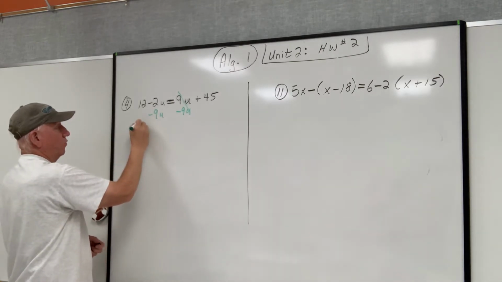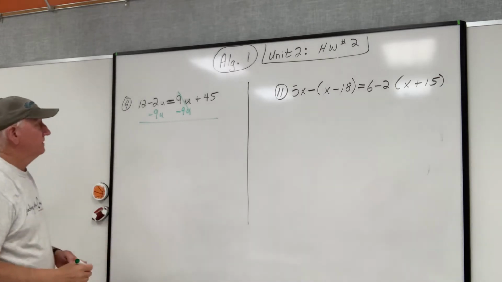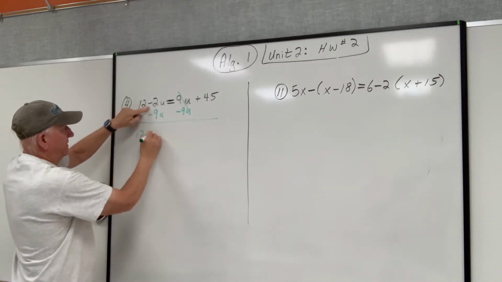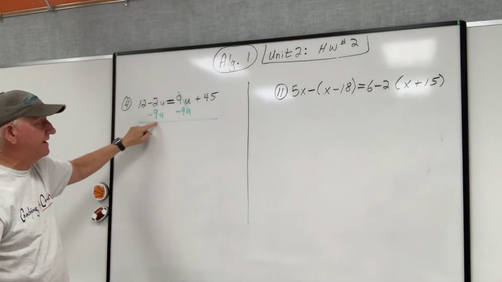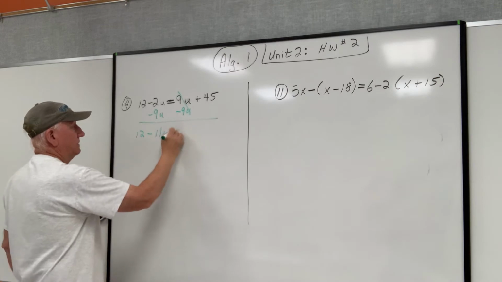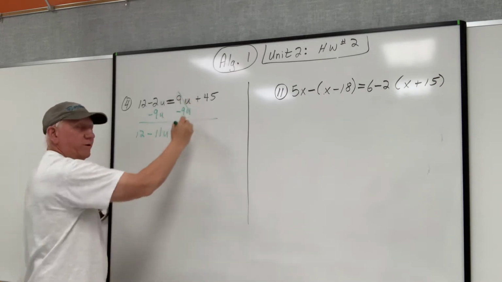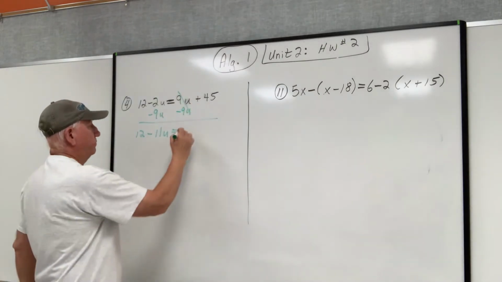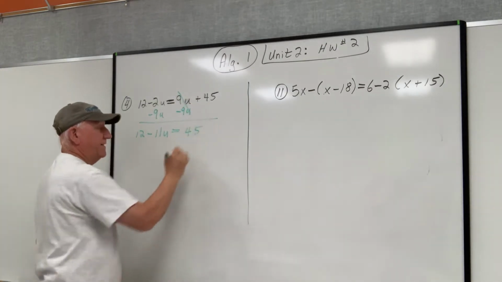And then what I have left is 12. And then a negative 2u and a negative 9u makes that a negative 11u. My u went away over here. My negative 9u zeroed out. And it leaves me just plus 45, a positive 45 over there.